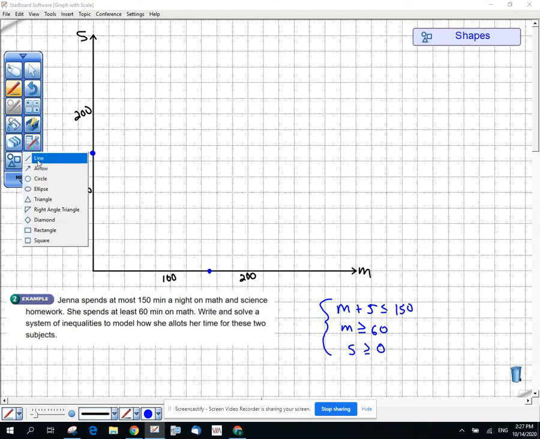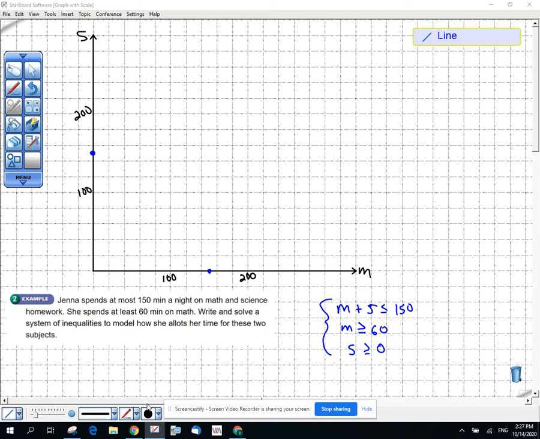Graphing inequalities was a concept in a previous chapter, right? But now we're just graphing multiple inequalities on the same set of axes. Okay, so there we have that.